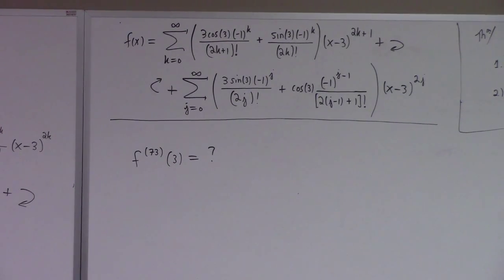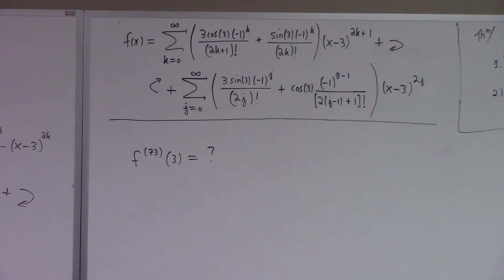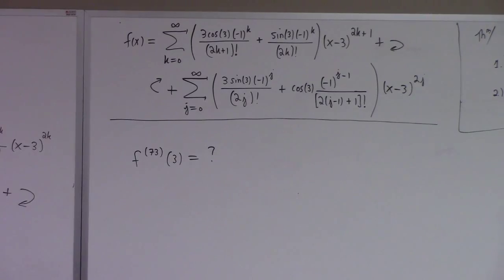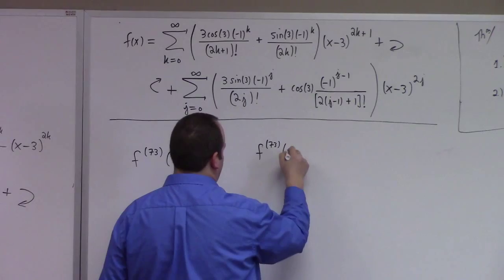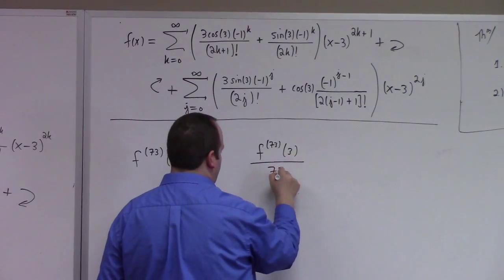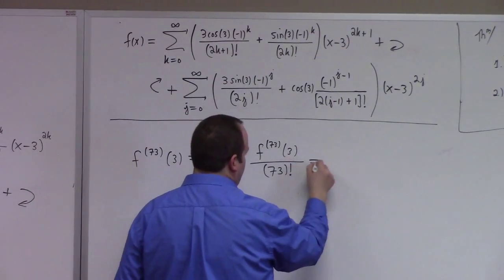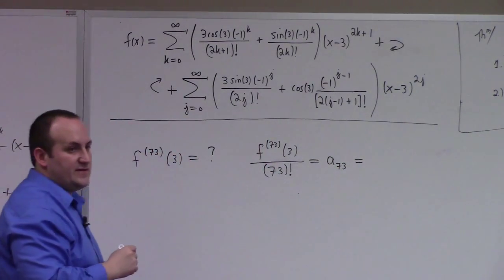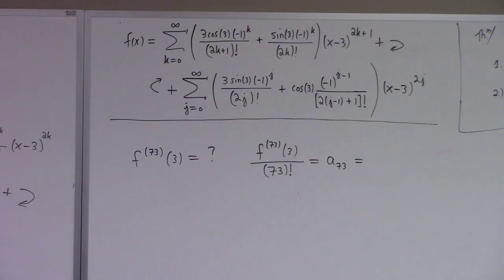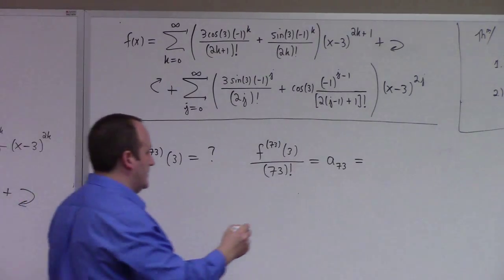If you're very foolish, you'll start differentiating. The point is we know Taylor's theorem, right? So we know the coefficient of the 73rd power is what? It's this. Right, so what I want to do is I want to say the 73rd derivative at 3 divided by 73 factorial is equal to a sub 73, basically. What is the 73rd coefficient here, though? That's even or odd? Odd, right?